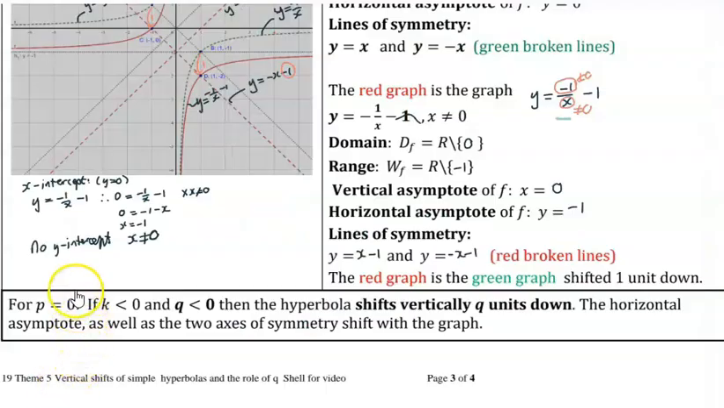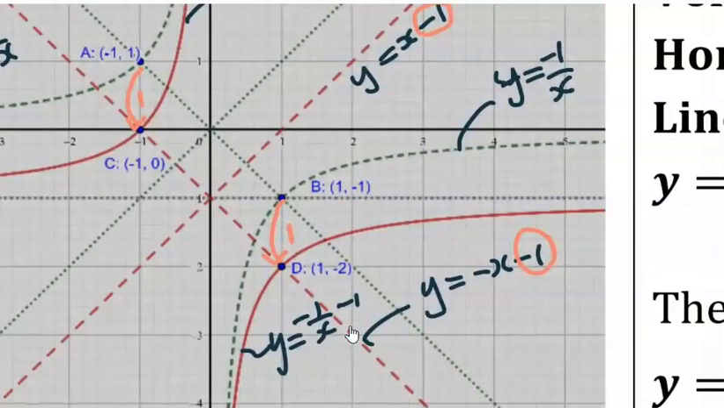In conclusion, if p is 0, k is negative, remember that minus 1, you can put it on top of the x, k is negative and q is negative, then our hyperbola shifts vertically q units down, the same direction as the sign of q. The horizontal asymptote as well as the two axes of symmetry shift with the graph. We did not say anything about the horizontal asymptote. Let me just show you here. This line here is the line y equal to minus 1, which is my horizontal asymptote.